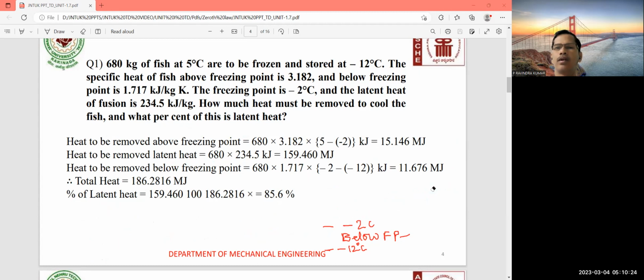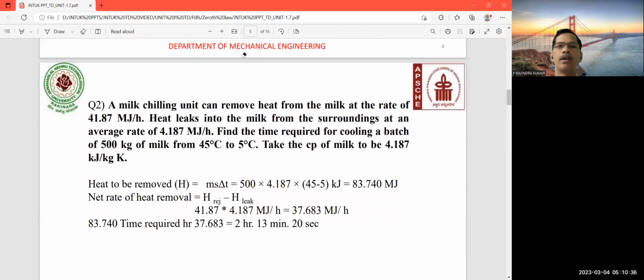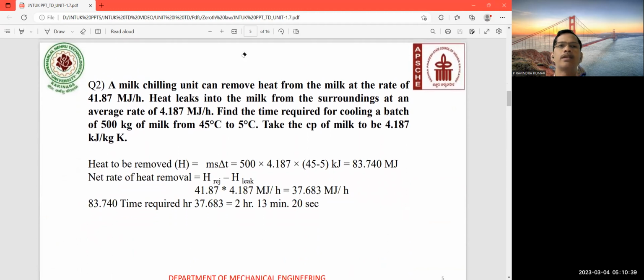In the previous class we discussed the heat and work transfer connection. On that aspect, this is the first problem, and here is the second problem. It is a milk chilling unit. So in milk industries, a milk chilling unit can remove the heat from the milk at the rate of 41.87 megajoule per hour. Time is also mentioned here.